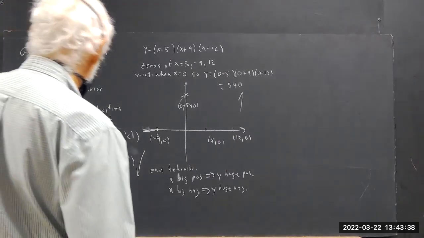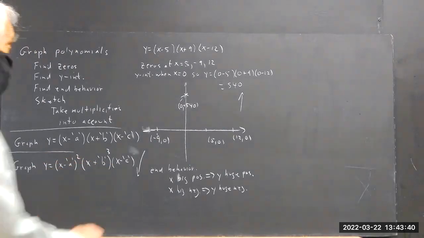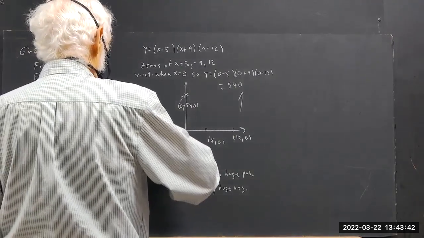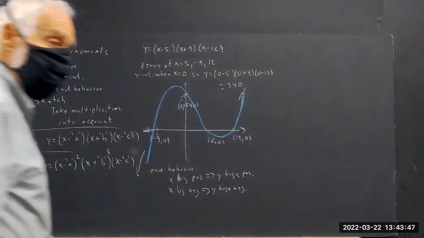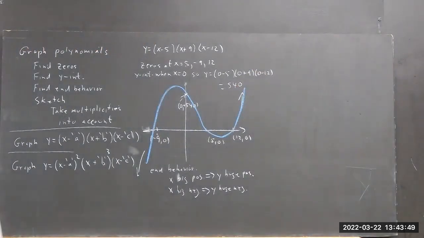There are no multiplicities to take into account like there are here. The graph comes up, down here. Looks like this. Very straightforward cubic graph. Okay?